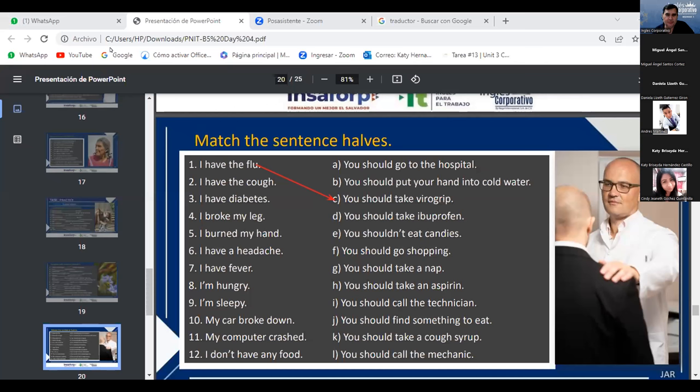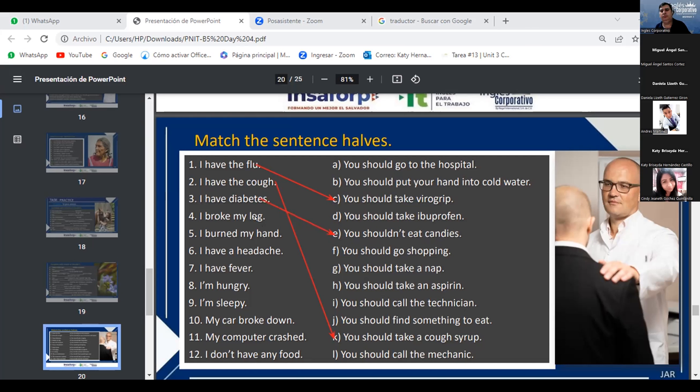Have the flu, you should take a pirouette. Have the cough, take a last 15. Letter K. Take a cup. I have diabetes. Take a cough syrup. You shouldn't eat candies.